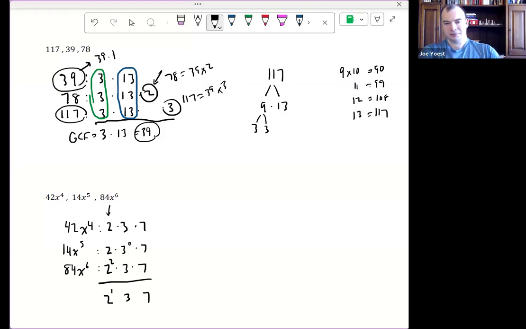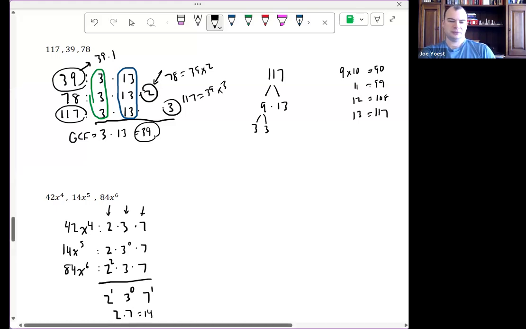In my 3's column, 3 to the first, 3 to the 0, 3 to the first. What's the smallest power? 0. In the 7's column, well, everything is just 7 to the first, so 7 to the first. Or this is just 2 times 7, or 14. I could have done that up here.